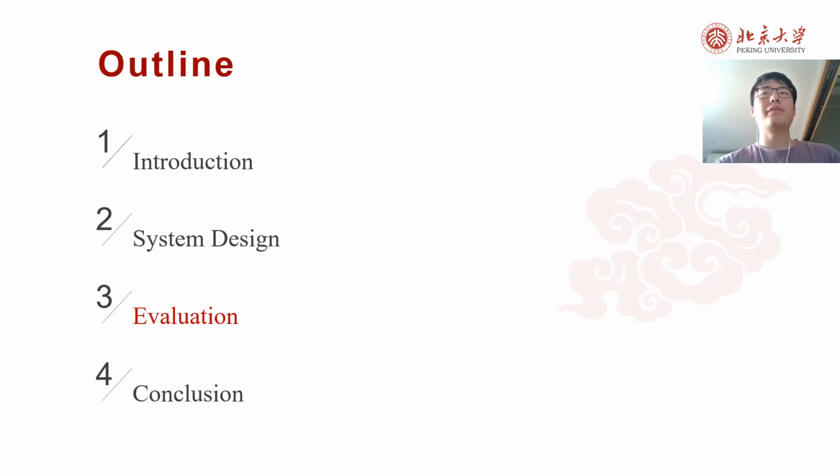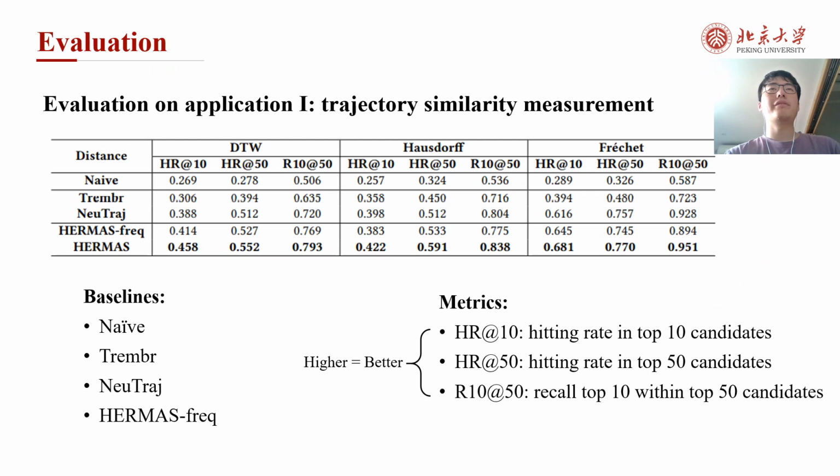Now we go to the evaluation part. We first evaluate trajectory similarity measurement, which is used to study whether our model efficiently extracts discriminative information from a moving trajectory. Specifically, three distance measuring methods are employed with common metrics: hit rate and recall. So here we see that HERMAS has a higher performance than other baselines, including different embedding techniques or HERMAS variants.